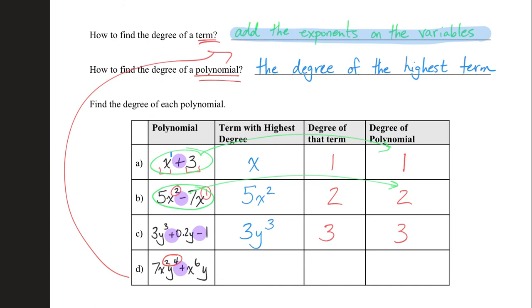And we would have made a big mistake. Remember, if we don't see an exponent, we know that there's one there. And so when I add up the exponents on my second term, I see I actually have a degree 7 term. That then makes x to the 6th y the term with the highest degree. Because that degree is 7, which makes our whole polynomial's degree 7.